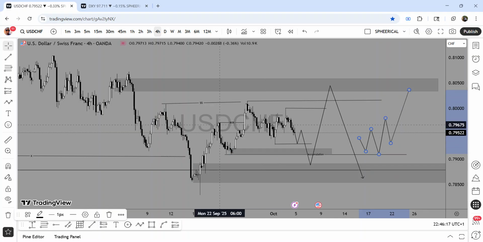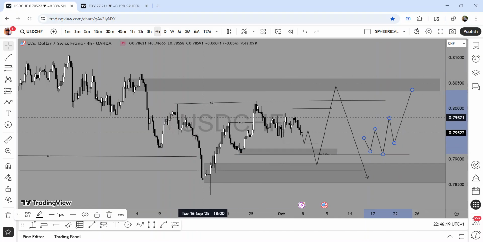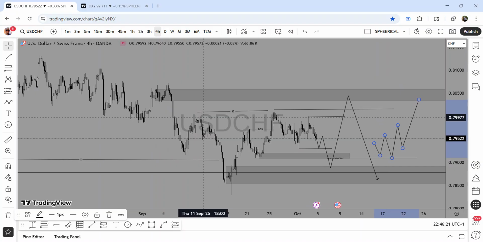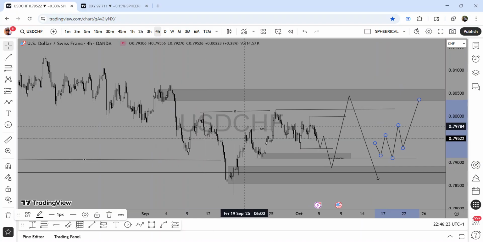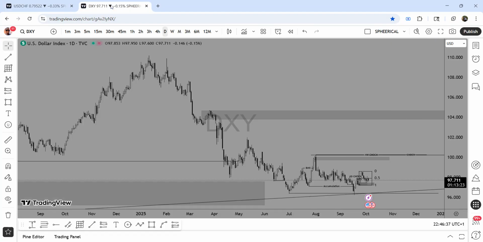Another important thing I also want to correlate it with is the dollar index, because this is USDCHF. It has to be moving with DXY, the dollar index, because the dollar index is like the fuel that fuels USDCHF.